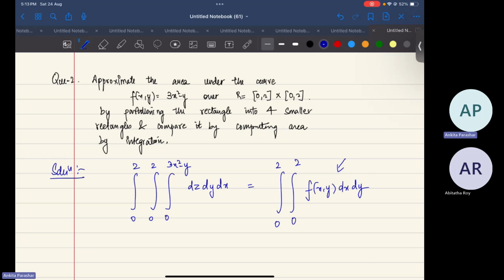Let me write it. Only dx dy integrated should give us the area under that function. It should be volume. Compute volume. Is that okay now? Yes, this is volume. Sorry, my mistake. Okay, so can we do it? Yes, we can.